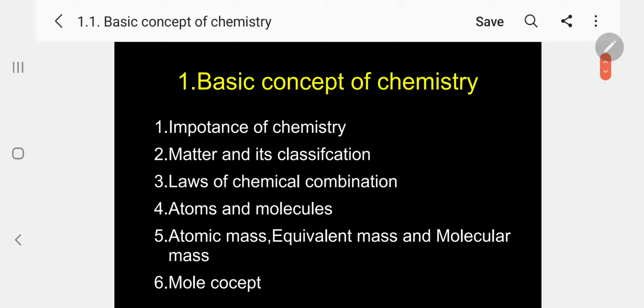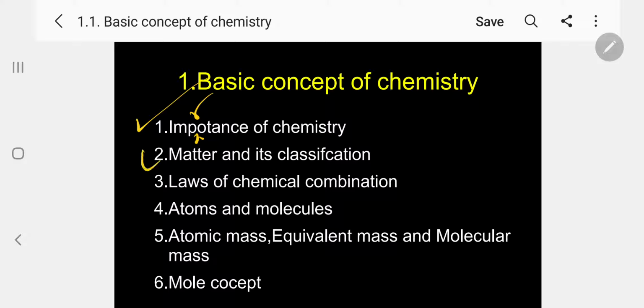Now, under the basic concept of chemistry, the first unit, what are the important topics you must study? One is importance of chemistry, which is not included in the regular Tamil Nadu book. Only in CBSE it was included.